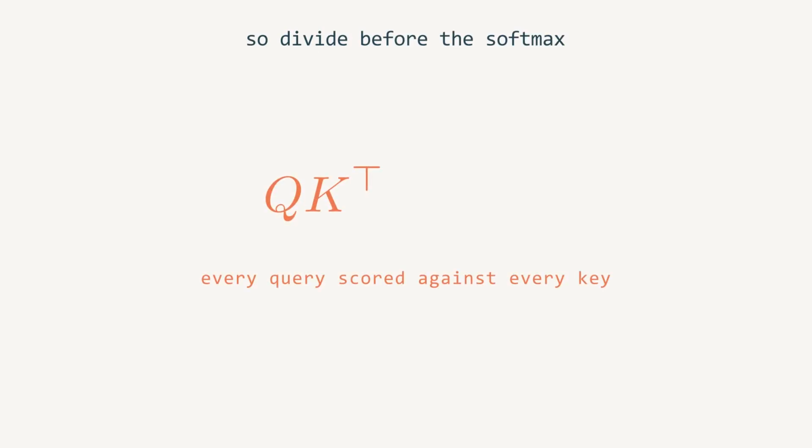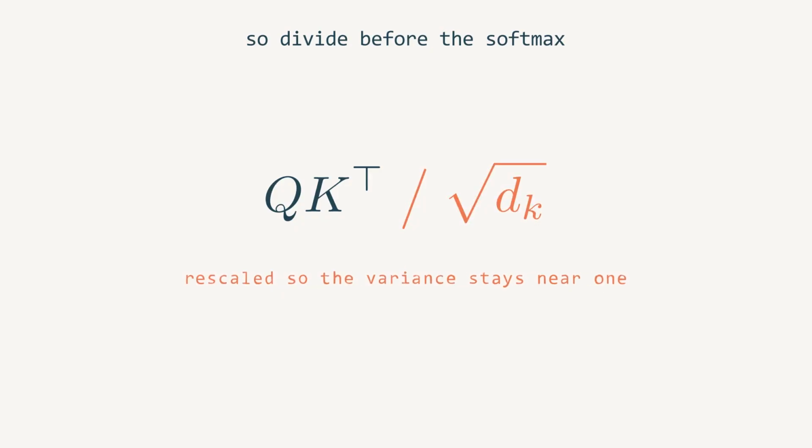So instead, divide every score by the square root of d before the softmax. The scores had typical size root d. Dividing by root d puts them back near 1, which is the range where softmax is well behaved. That's the mysterious root d. It isn't a tuning constant somebody found by experiment. It's a variance correction, and the derivation above is the whole of it. Every piece now has a reason.